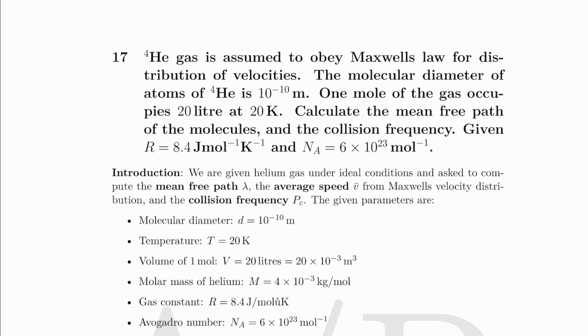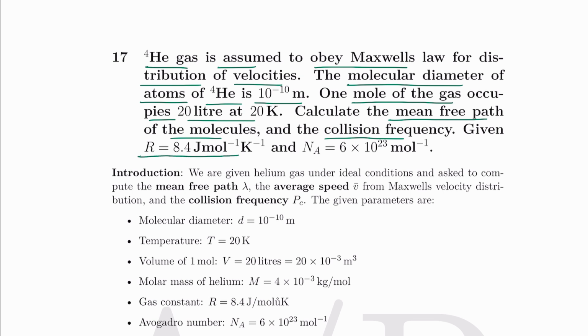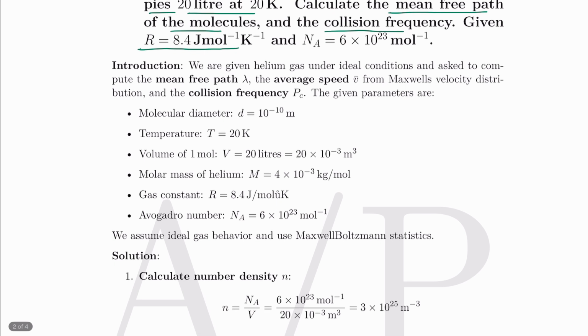So here we have a question where helium gas is assumed to obey the Maxwell law for distribution of velocities. The molecular diameter of the atoms of the helium is around 1 angstrom, that is 10 to the power minus 10 meter. 1 mole of the gas occupies 20 liter at 20 Kelvin temperature. You are required to calculate the mean free path of the molecules and the collision frequency, given that R is equal to 8.4 joule per mole per Kelvin and Na is Avogadro number, which is 6 something multiplied by 10 to the power 23 per mole.